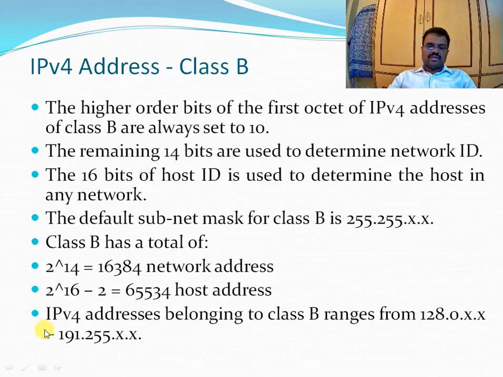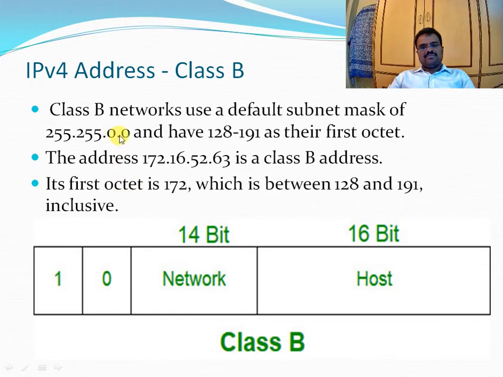IPv4 addresses belonging to class B range from 128.0.x.x to 191.255.x.x. So class B networks use a default subnet mask of 255.255.0.0 and have 128 to 191 as their first octet. The address 172.16.52.63 is a class B address. The first octet is 172, which is between 128 and 191 inclusive. So this 10 indicates that it is a class B address.